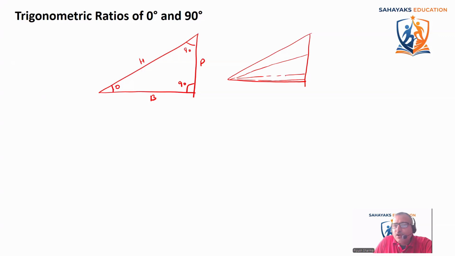Now, what is the value of P here? As we did for 0, we are going to find it for 90 degree also. The same we are doing, what we did for 0 degree. So P becomes 0. I'll just clear it up and make it for 90 degree separately.